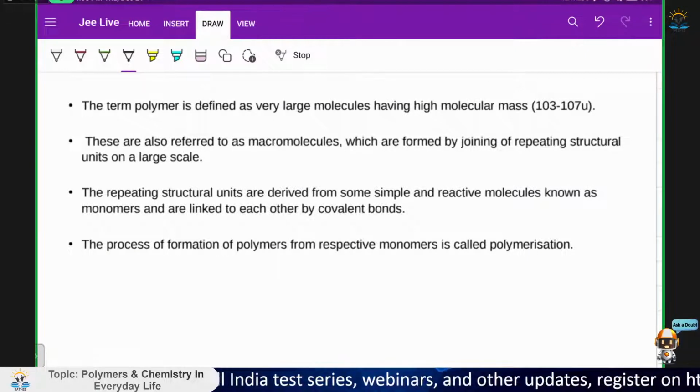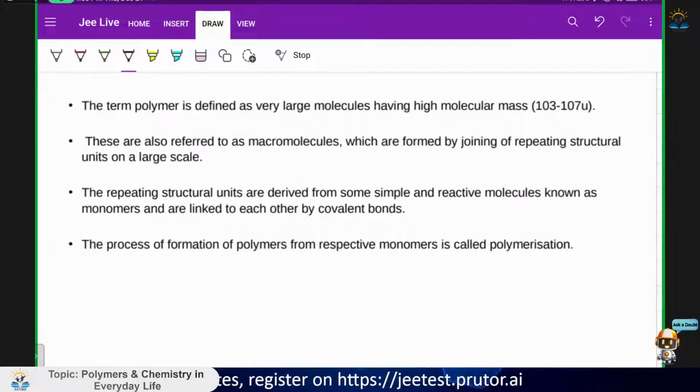So, how are polymers formed? The monomers which are linked by covalent bonds. Many monomers which are linked together by covalent bonds form polymers. The process of formation of polymers from respective monomers is called polymerization. So, the process of forming polymers from joining many monomers together to form the polymer, that process is known as polymerization.